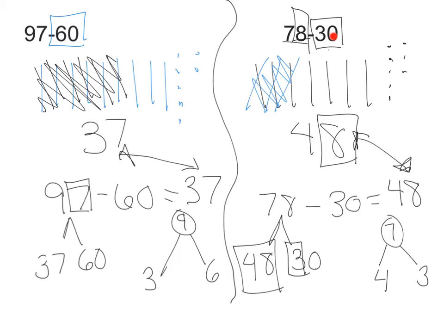Maybe working on 78 minus 30 or trying 97 minus 60 again. Or you can change up the problems, change the number in the beginning and subtract 60 or subtract 30 or 20 or 10. And then try these strategies with those numbers. If you are ready to continue, do not stop.